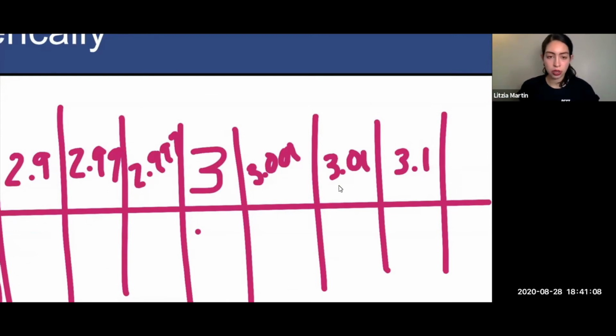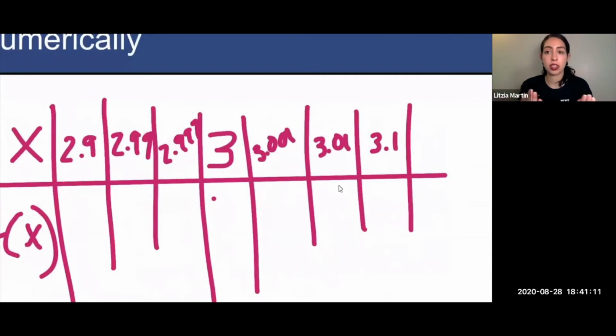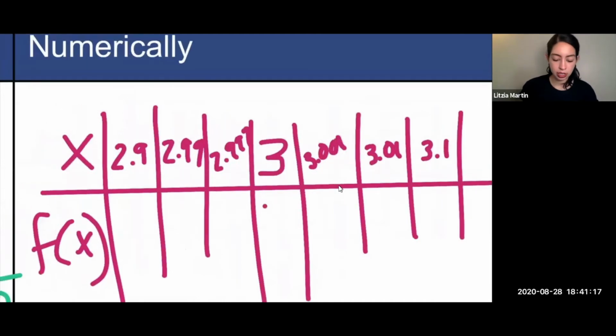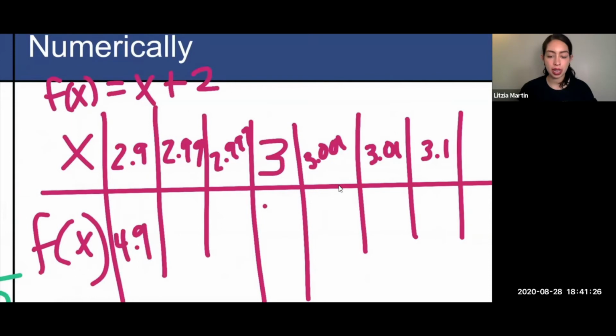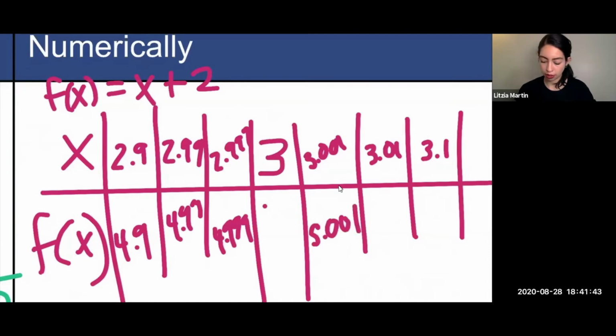What we want to do is notice the patterns of the points that are really close to 3. If I take 2.9 and plug that into my f of x, which in this case is x plus 2, I get 4.9. If I plug in 2.99, I get 4.99. And then I get 4.999. I'm going to skip over 3 and jump to 3.001. That gives me 5.001. And then I get 5.01 and 5.1. Do we see a pattern? Hopefully we see a pattern.